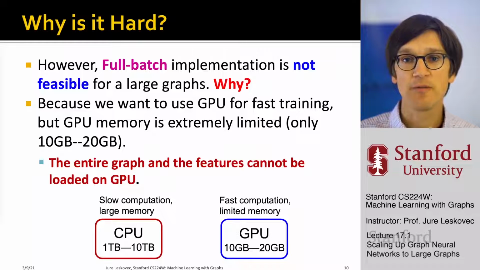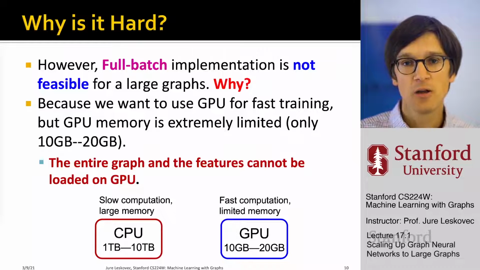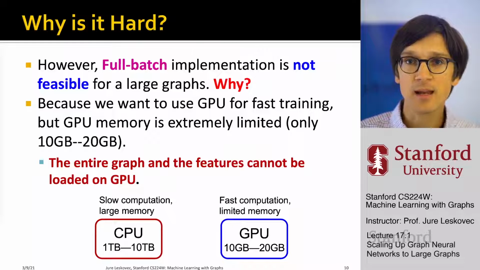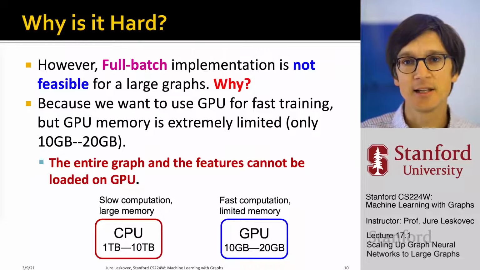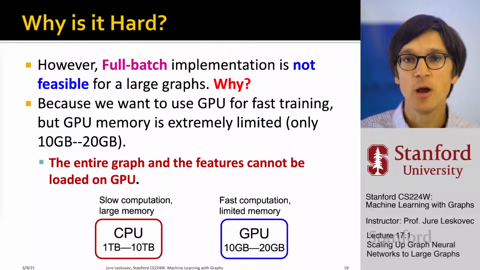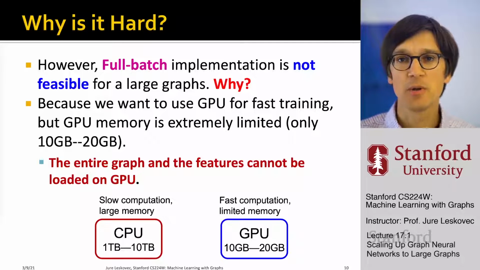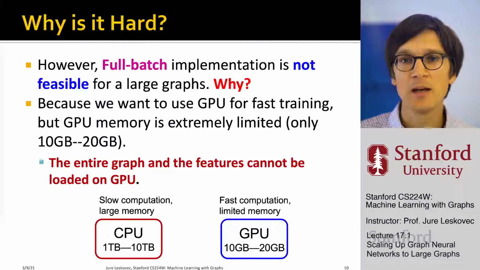GPUs have very tiny amount of memory, but super fast. And the point is, if you want to do full batch, you need to fit all the features, all the embeddings, and the entire graph structure into the GPU memory. And 10 gigabytes is nothing. It's less than what your iPhone has memory. So it is so small that we cannot scale full batch implementations beyond a few thousand node networks, and definitely not to millions and not to billions.